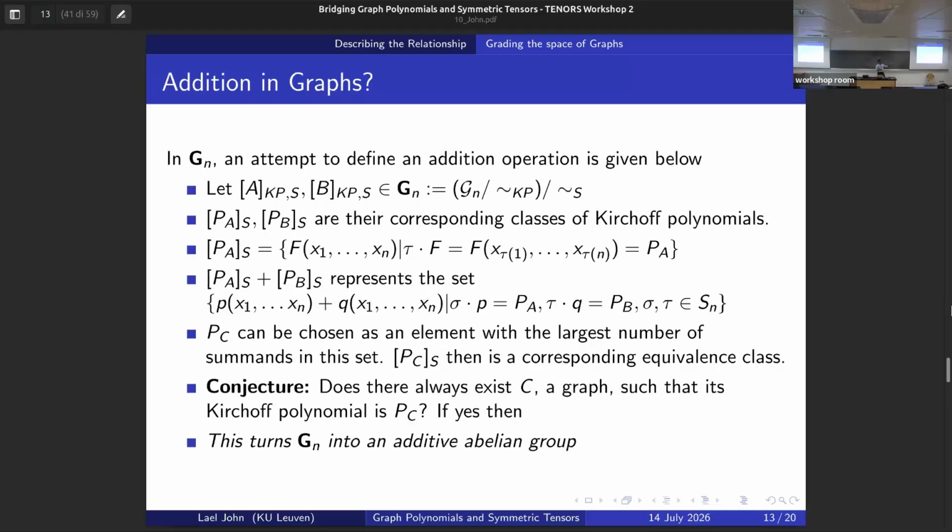And that I'm going to say is a conjecture. That is a very bold claim for me to say, but I'm going to say that it is a conjecture, because I don't know if this polynomial can be mapped back to a graph. But if I can do so, then Gn does become an additive abelian group. I'm trying to establish an additive structure on the space of all graphs.